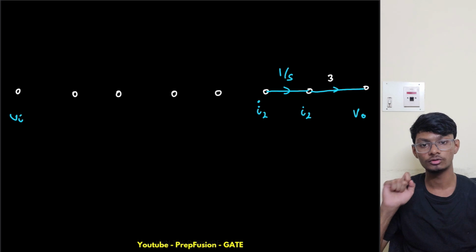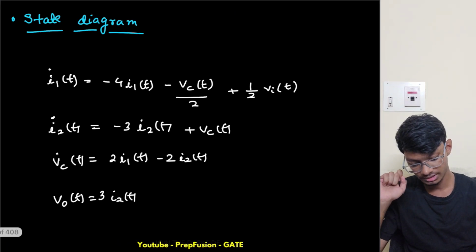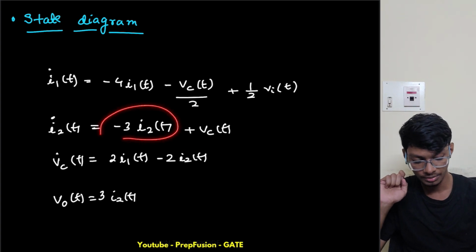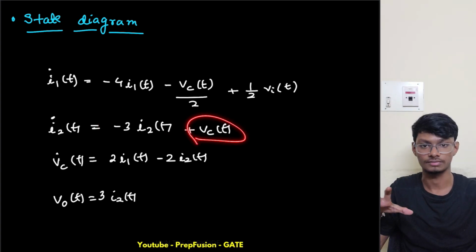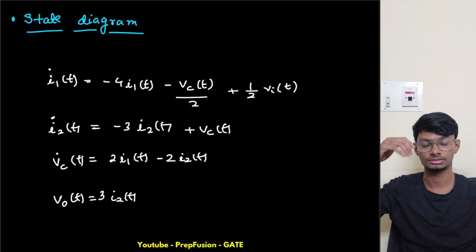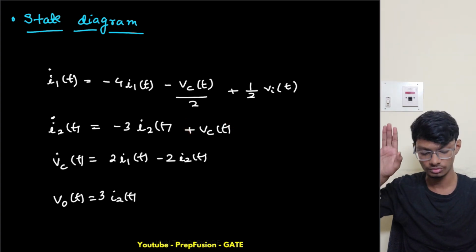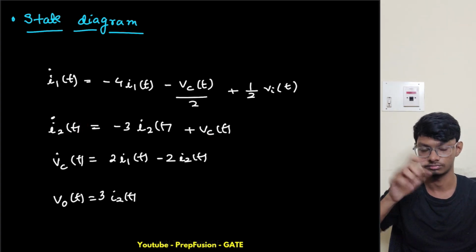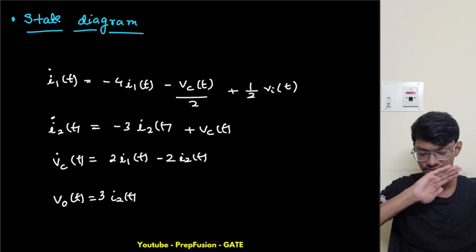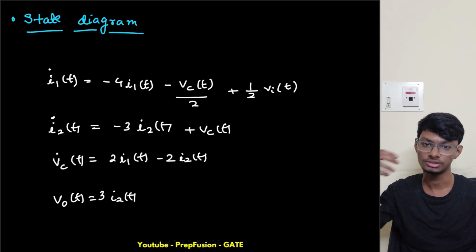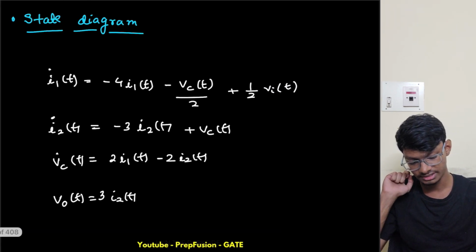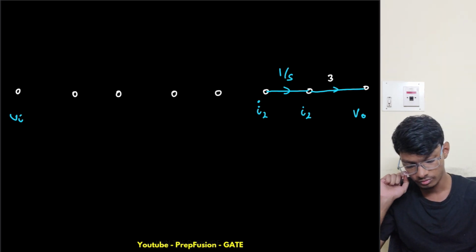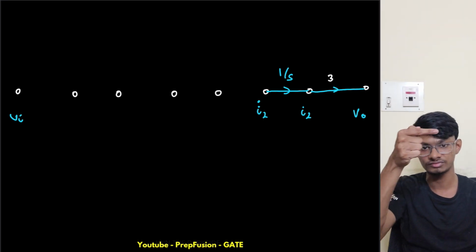What is my I2 dot equal to? My I2 dot is related with this equation: it equals minus 3 I2 plus Vc. It is not simply equal to Vc. In the first few lectures we would simply do I2 dot equals Vc, then Vc dot equals I1. We won't do it like that here. State space can be in many formats, and this is one of them. So I can simply write Vc times 1 equals I2 dot.